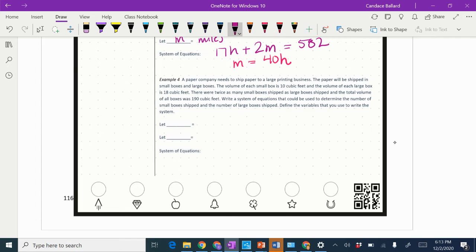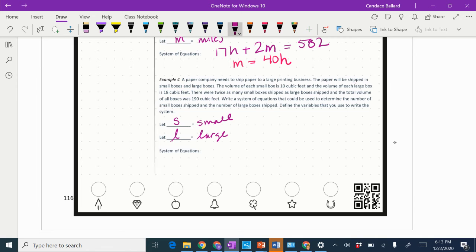All right, so let's try example 4. A paper company needs to ship paper to a large printing business. Paper will be shipped in small and large boxes. That sounds like some variables, doesn't it? So let's write those out. So let S equal the small boxes, and let L equal the large boxes. I always use a cursive L because then it doesn't look like a 1.